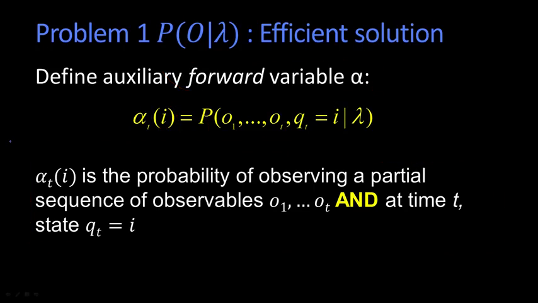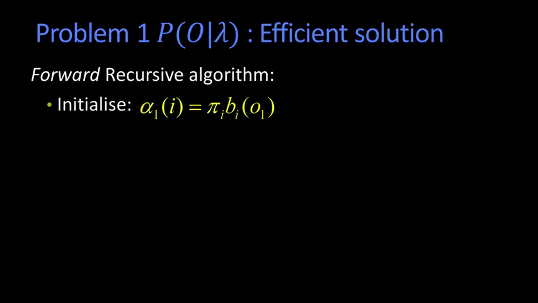The really cool thing about that is I can define a recursive definition for this very easily, all right? So you start off, alpha 1 of i is what? Well, it's the probability of having seen the observation at time 1 and the probability of being in state i at time 1. Okay, well, that's easy. Pi sub i is the probability of starting in state i, and b sub i of o1 is the probability of seeing that first symbol if you were in state i. So that's how you initialize it.